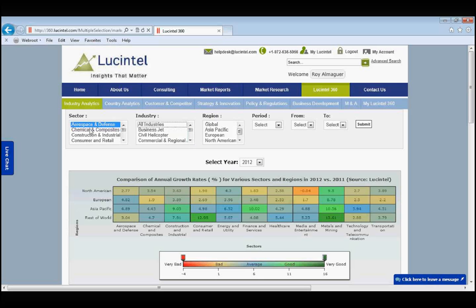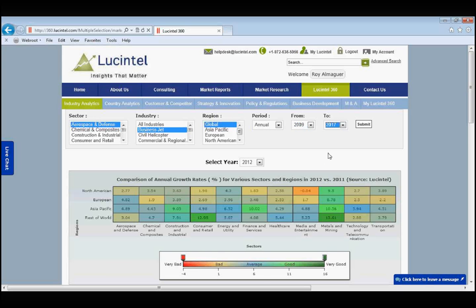And so let's go ahead and take example, aerospace and defense. We'll take a look at business jets. We'll take a look at this information on a global level. We want to sort this annually. And in terms of period, let's say 2009 to a forecast of 2017.